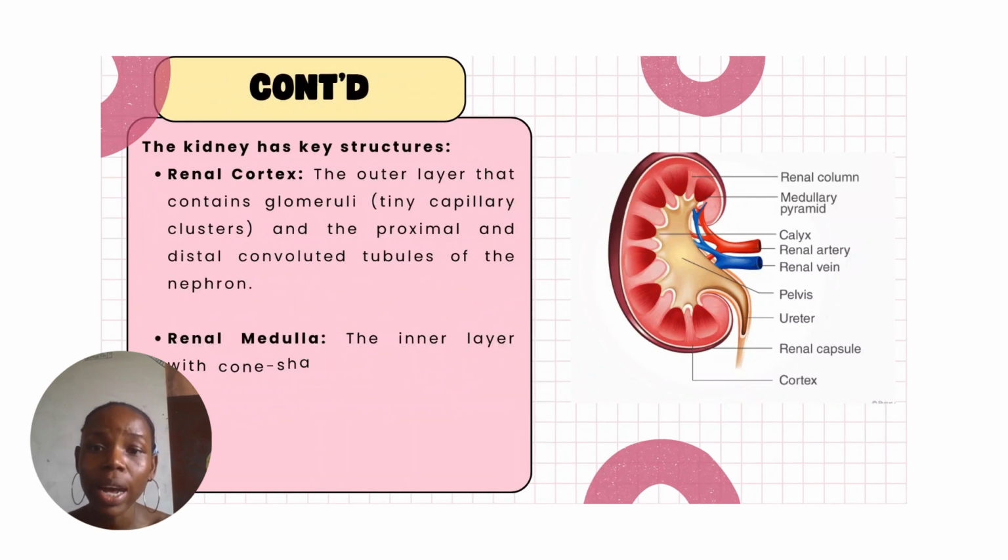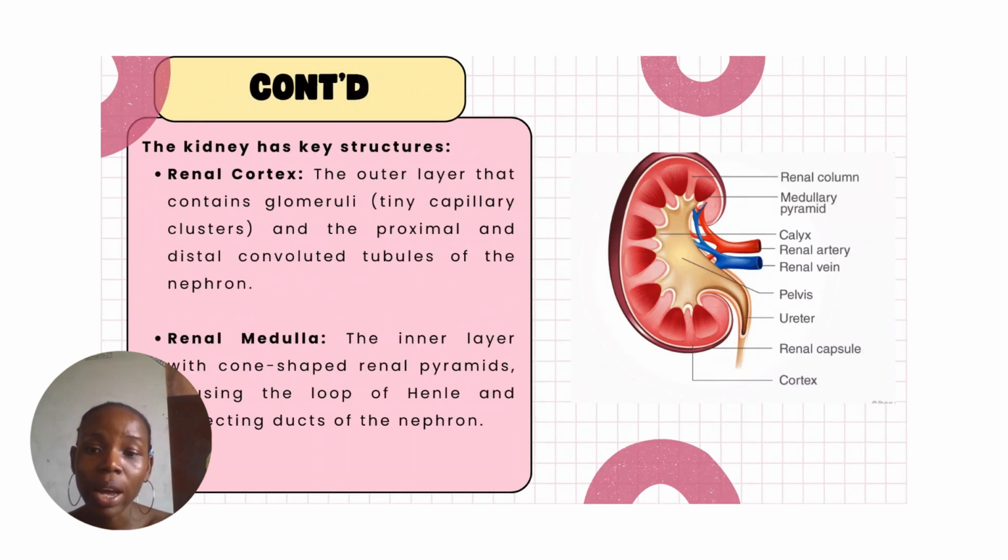Now, the kidney has key structures. We have the renal cortex. You can see it on the diagram. The cortex is the outer layer of the kidney, and it contains the glomeruli and the proximal and the distal convoluted tubules of the nephron. Then we also have the renal medulla. The renal medulla is the inner layer which has cone-shaped renal pyramids housing the loop of Henle and collecting ducts of the nephron.